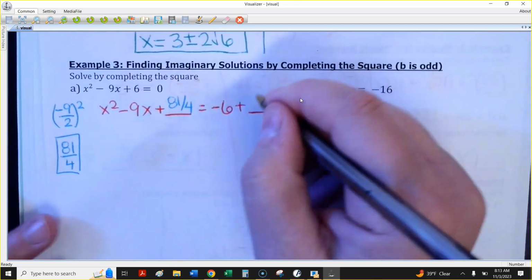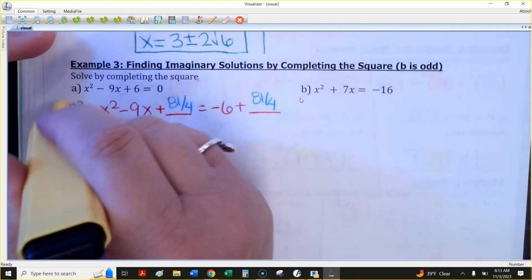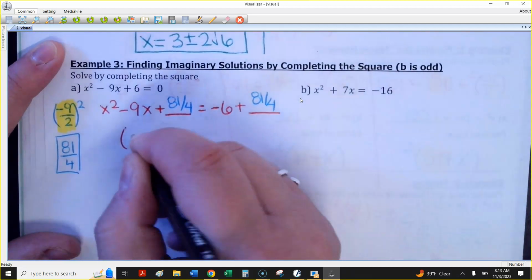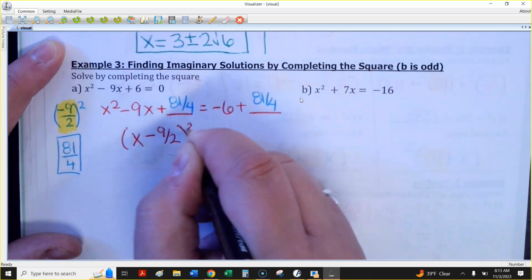All right. Now, as I promised you, whatever you square, for this question, that was that negative 9 over 2. Whatever you square, that's what goes in your factor. So the factored form on this left side is going to be x minus just 9 over 2 squared.